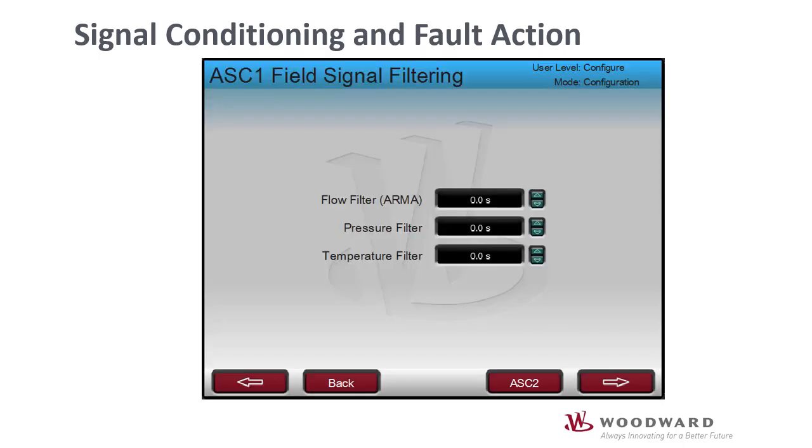Now, these are the signal filtering settings. Woodward uses ARMA filtering, which is a proprietary method of filtering. You can leave this as 000 for the default. These filtering values will be selected during commissioning.